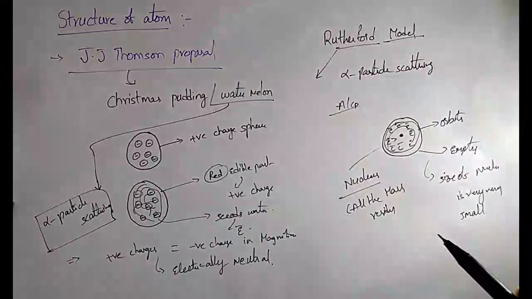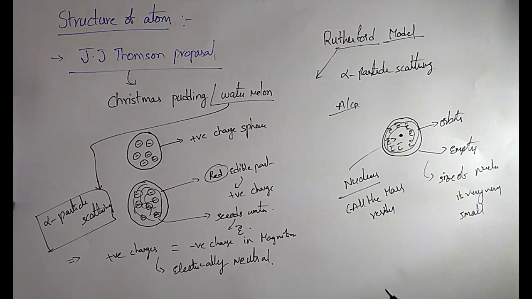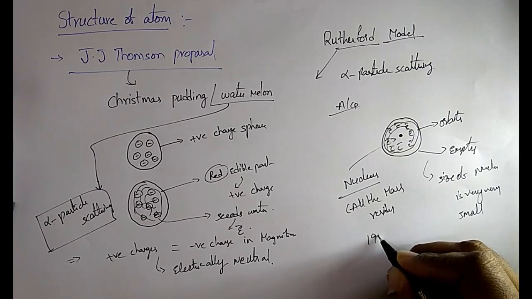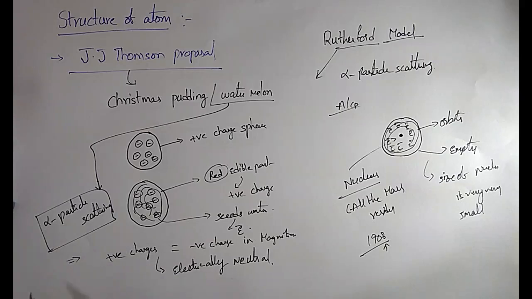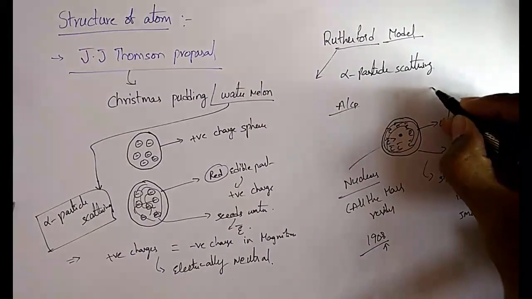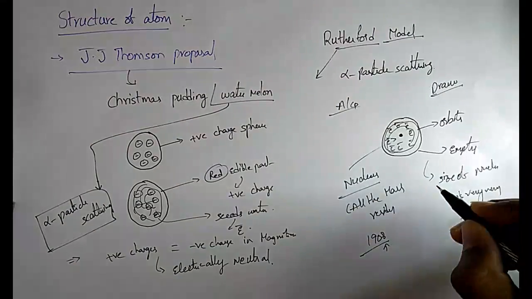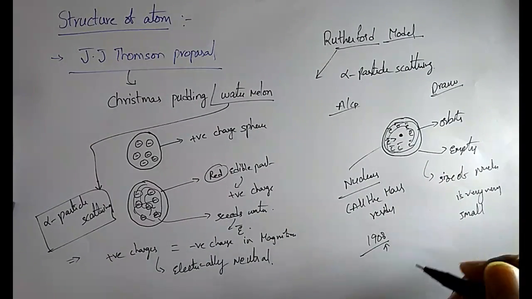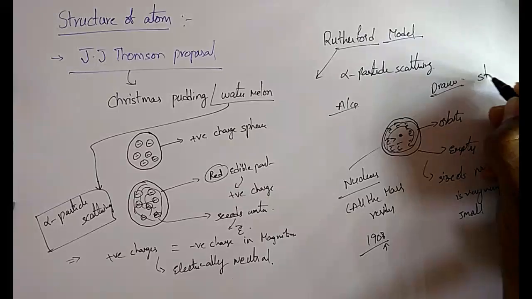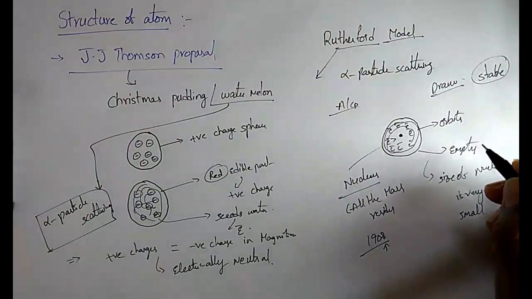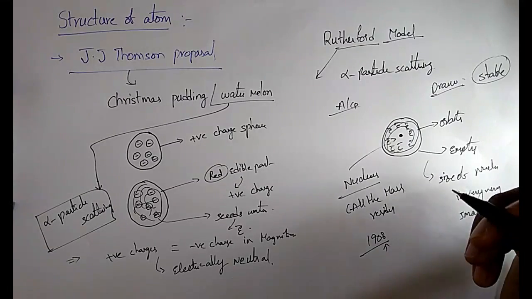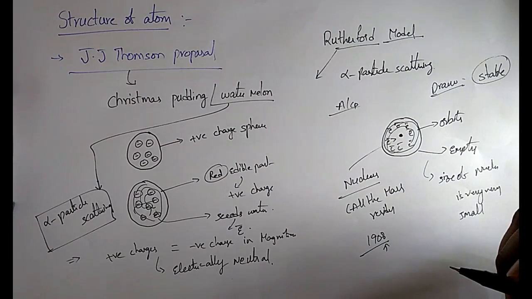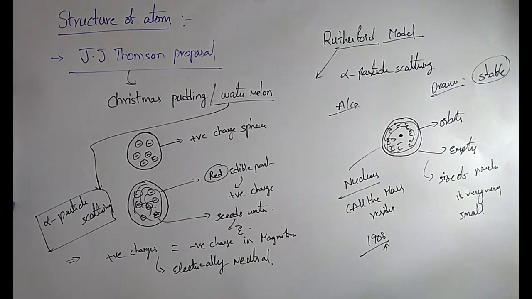This is the Rutherford model, and he got the Nobel Prize in 1908 for his experiment on alpha particle scattering and the model of the atom. Coming to the drawback of the Rutherford model: we know that atoms are stable, but according to this theory, atoms would be unstable. So that's why this model was discarded.